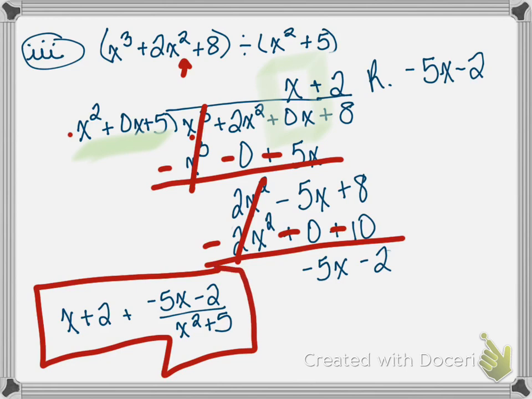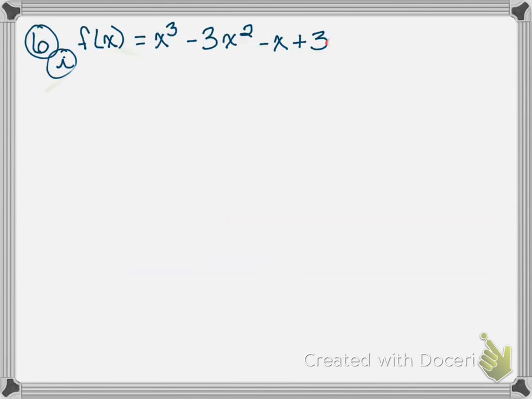Okay, let's move to the rational root theorem. Using the rational root theorem, find all rational zeros of the given polynomial. Now for practice, I just want us to find all the zeros. Now, this particular one, it can be factored.